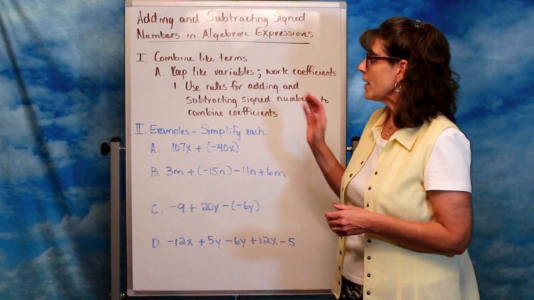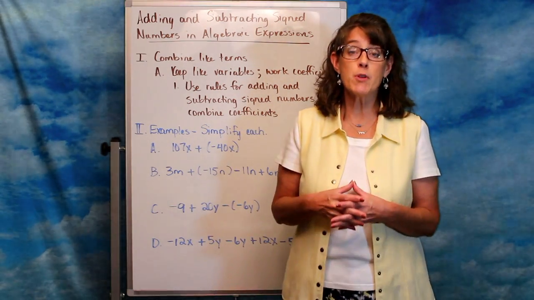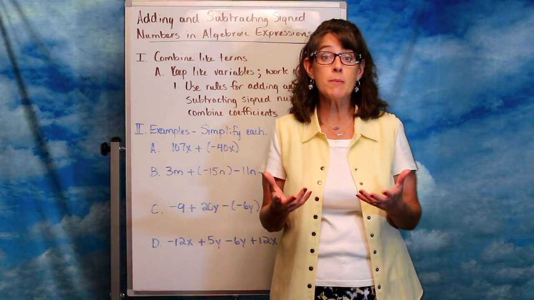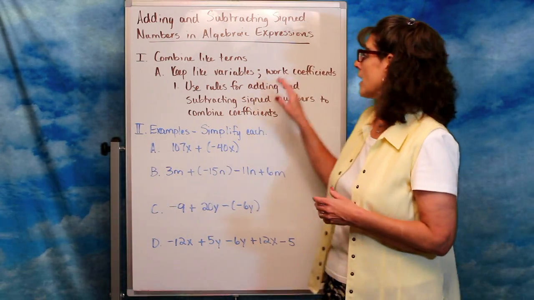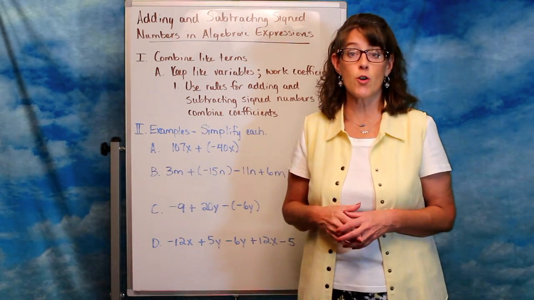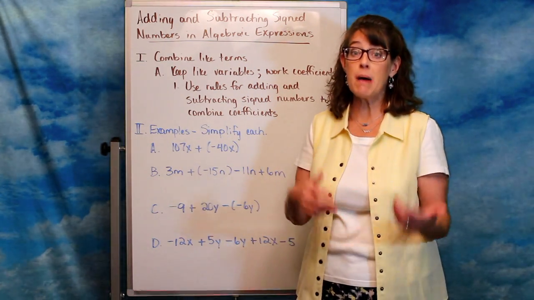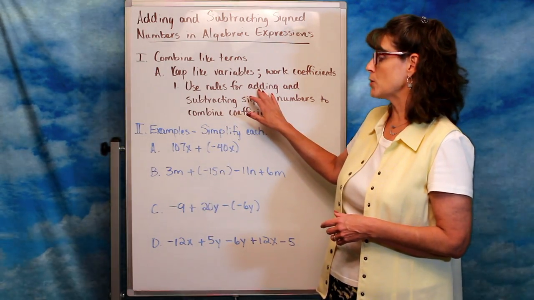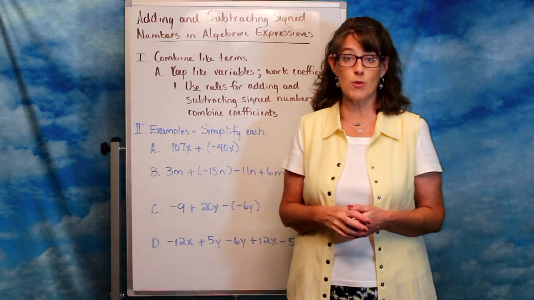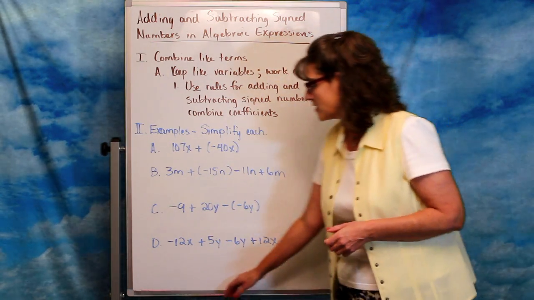So once we recognize that we have like terms and we want to combine those like terms, we're going to keep those like variables, because that's what's making them alike, and we're going to do what I call working the coefficients. And what that means is we're going to add or subtract those coefficients. Now, that goes back to our rules for signed numbers. The rules for adding and subtracting those signed numbers, that's what we use to combine those coefficients. So let's take a look at these examples.